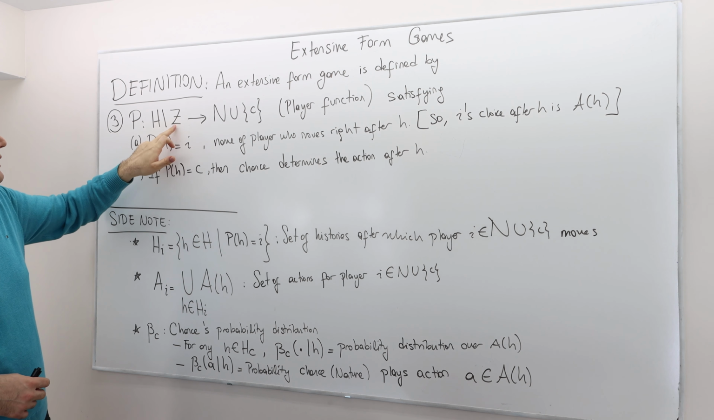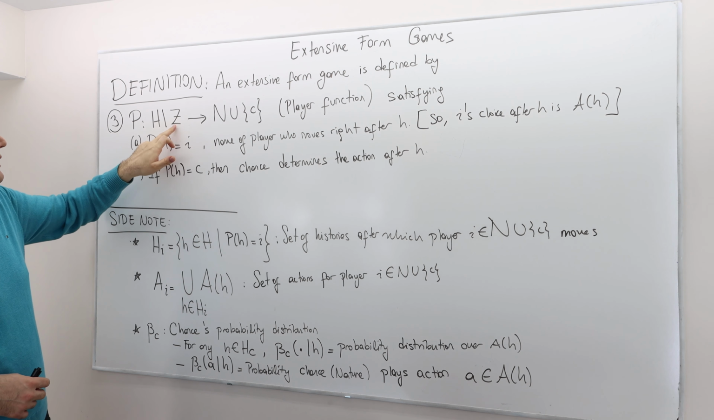Well, nature is not really a player. For example, in games with incomplete information, or any other games where there's some exogenous parameter included in the game, in the description we add it as a player, sort of. But of course, it's not going to choose any strategy. It's going to be given to us. So anyway, the player function maps every non-terminal history into this set N union C, which satisfies the following two properties.